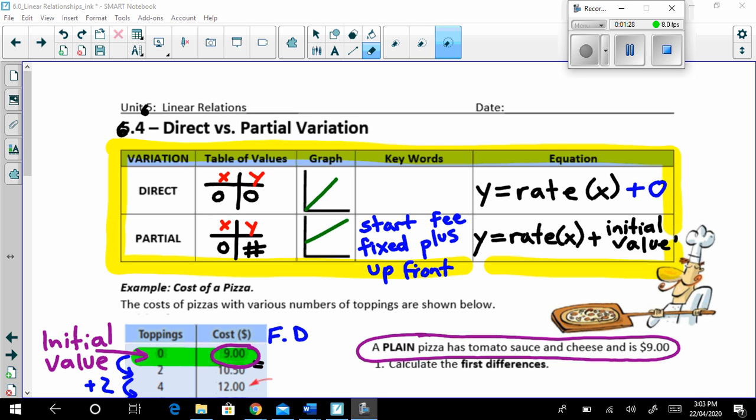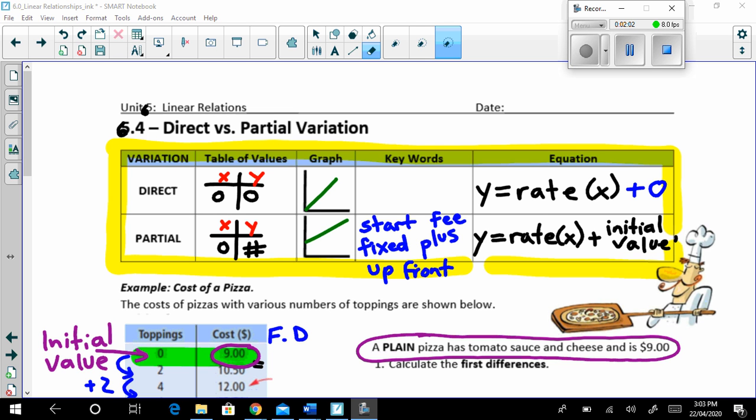And then we have our two equations. And you can see that the two equations are almost identical. Y equals rate times x plus an initial value. Now in direct variation, the initial value is 0. So we don't really need to write plus 0. And so that's why you'll often see that there is no plus anything. We don't write the plus down because plus 0 is pointless. However, if you consider it being plus 0, then you can see that the two equations are identical.